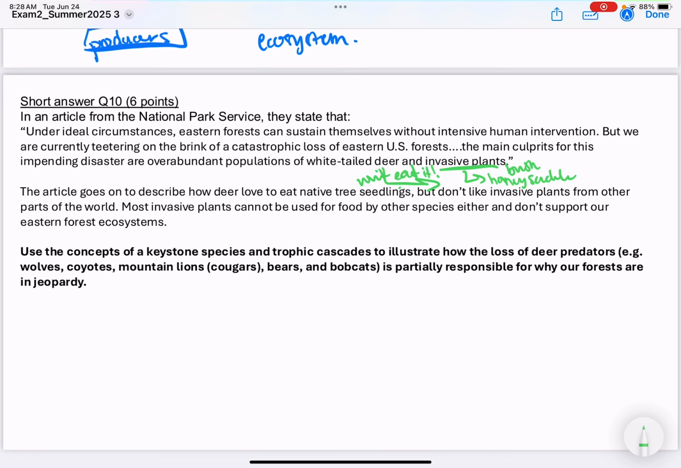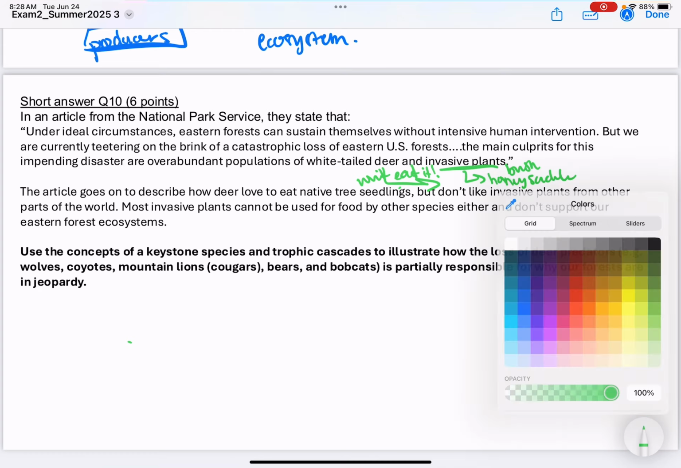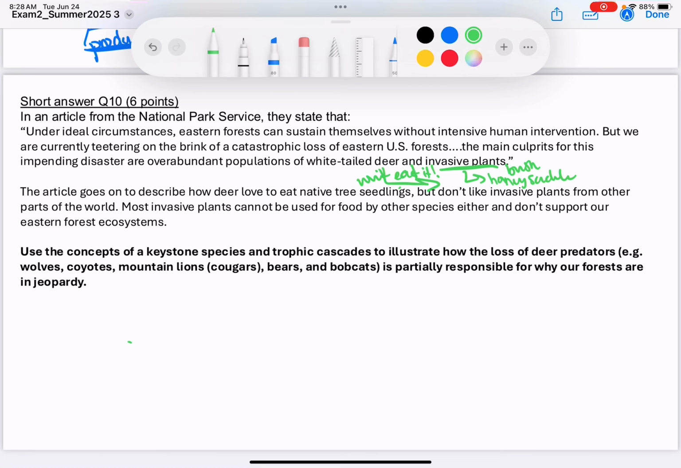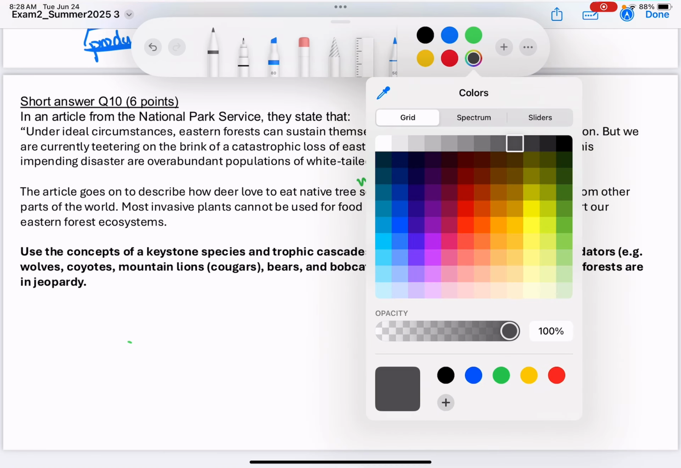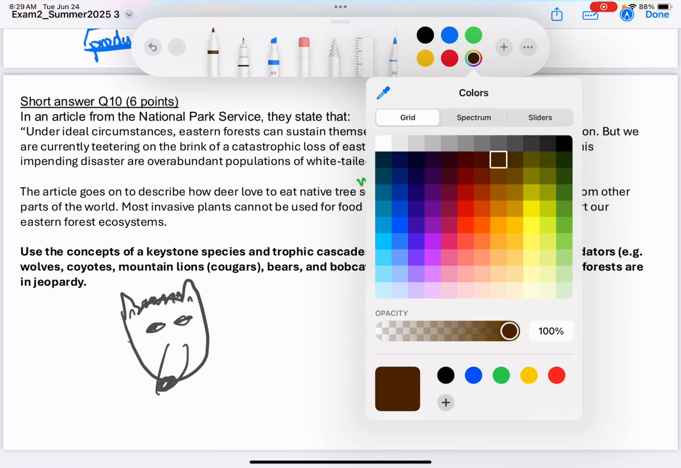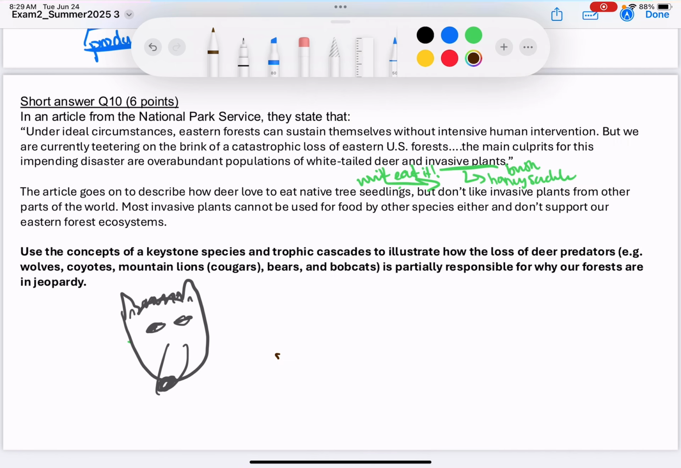Okay, so you could do lots of different things. So maybe we want to try to draw a wolf. Can I draw a wolf? I don't know why I want it to be fuzzy up there, but I do. Okay, this is a wolf, guys. Has a snout. Here's a sly little wolf, okay? And here's my deer predator, right? So here's my deer.